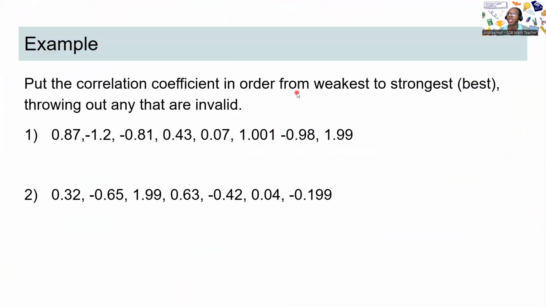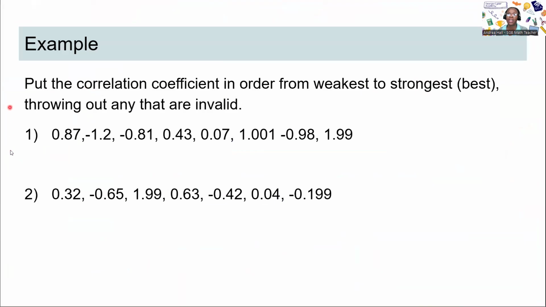Put the correlation coefficient in order from the weakest to the strongest, the best, throwing out any that are invalid. I want you guys to pause the video and give that a shot. Remember that correlation coefficients are from -1 to +1. It can be less than or equal. -1 is less than or equal to R, is less than or equal to 1. So R, the correlation coefficient, is between -1 and 1. So anything below -1 or anything above +1 is not a correlation coefficient. So I want to make sure you guys pay attention to that.